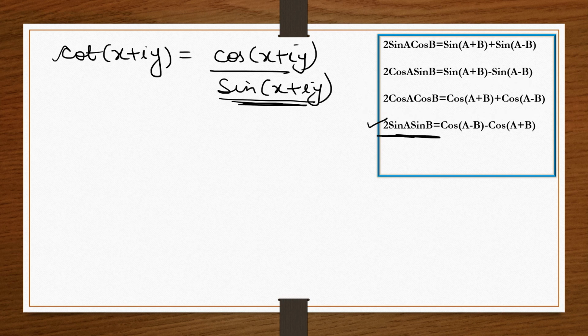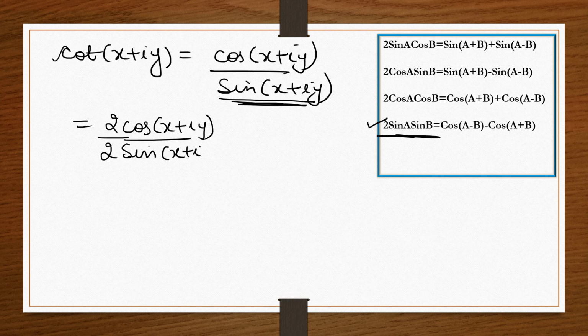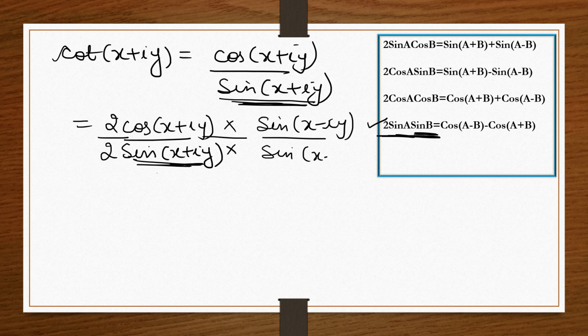So what should we do? First of all, multiply and divide with 2. Here you'll get 2 cos(x plus iota y) over 2 sin(x plus iota y). Now here multiply and divide with what? The conjugate of this thing, but along with that we have to take one more thing, sine or cos. This is already sine, so we take sine. So this will be sine(x minus iota y) in both places.